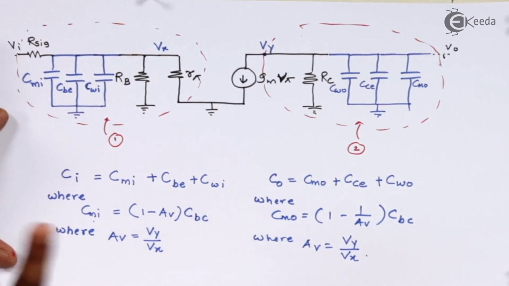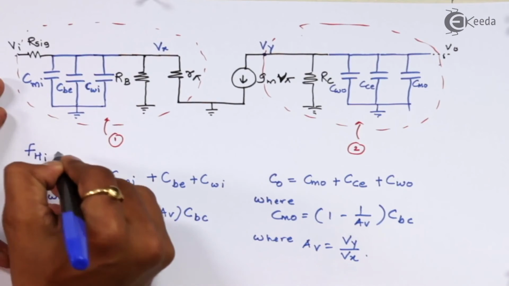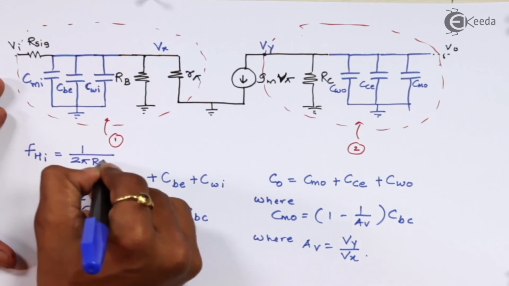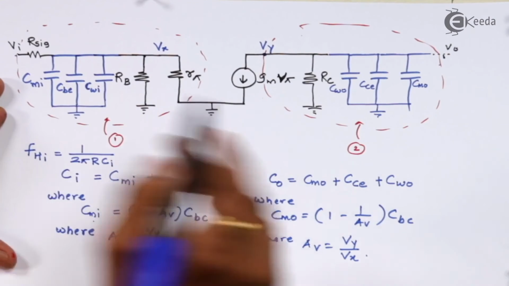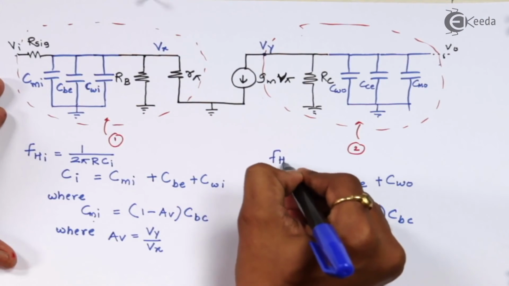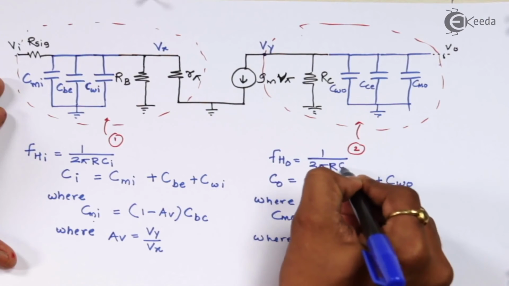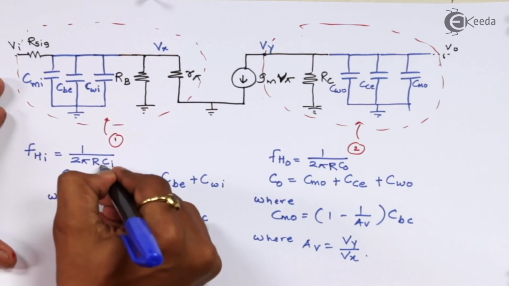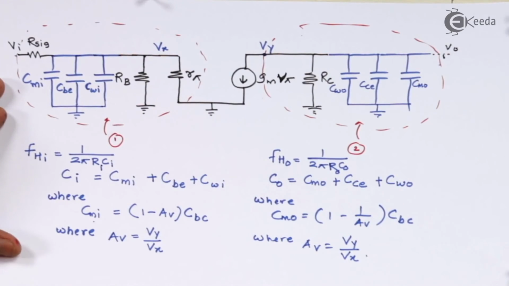Okay, so as far as frequency is concerned, this will be your high cutoff frequency at the input side, and that is nothing but 1 upon 2 pi R CI, right? CI we will get directly, and from here we'll get FHO is equal to 1 upon 2 pi R into CO. The question arises, what is R? We'll name it Ri for the input side, and Ro for the output side, right? What will be the value of the resistances?